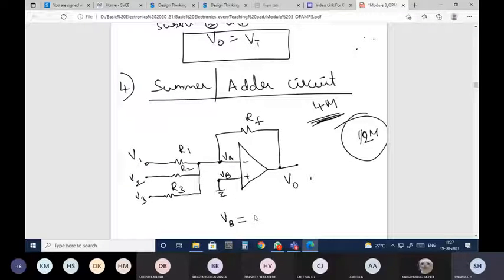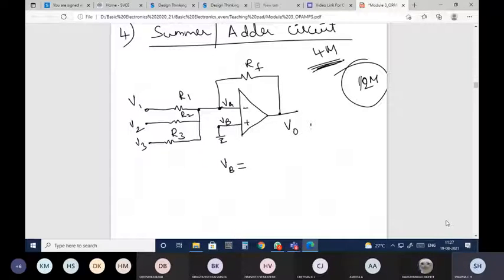What is VB voltage? 0. And according to the virtual ground, VA is equal to VB. So since VA is equal to VB, here VA will be equal to 0 volts. This I'll name as equation 1.